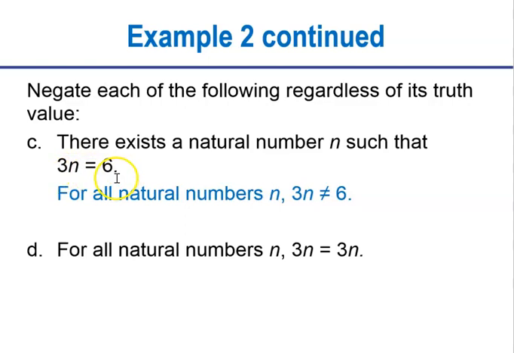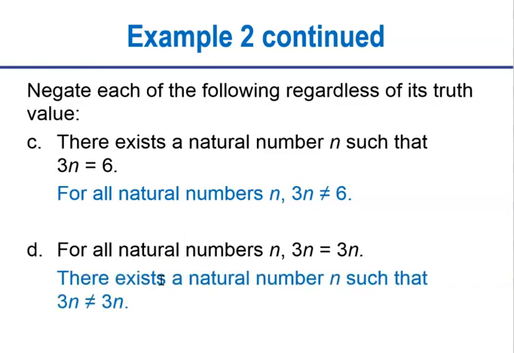3n equals 6. The only number that works is 2. It's the only number that works. So to negate that idea: for all natural numbers n, 3n is not equal to 6. Okay, so back over here. For all, the negation of that is going to be an existential quantifier. So how about there exists, okay, a number such that 3n is not equal to 3n.